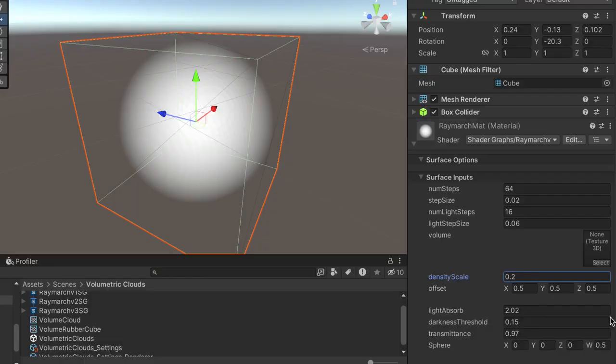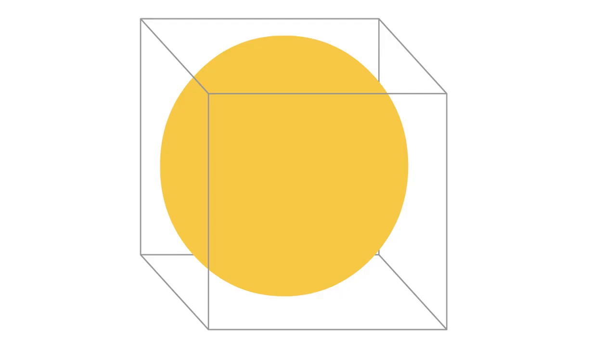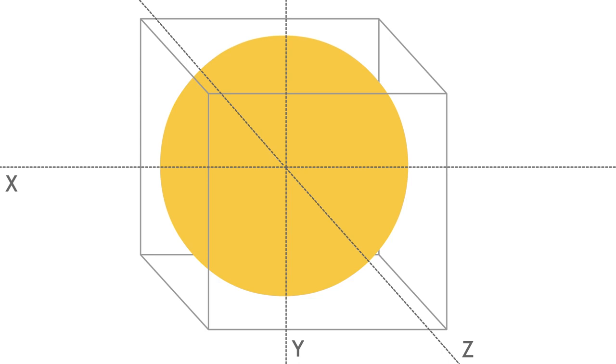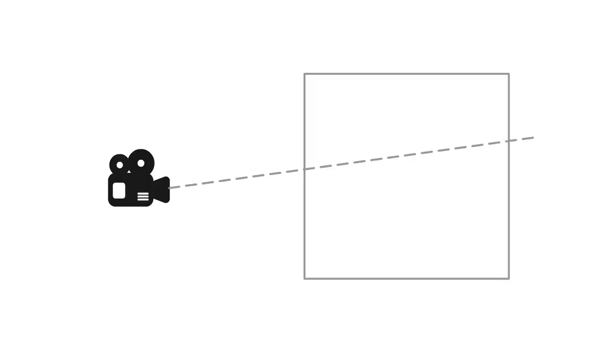With this first version, a sphere is defined using a vector 4. XYZ defines the position of the sphere relative to the object, and W is the sphere's radius. For each pixel, a direction is calculated for a ray that shoots directly from the camera. We start by setting a density value to 0.